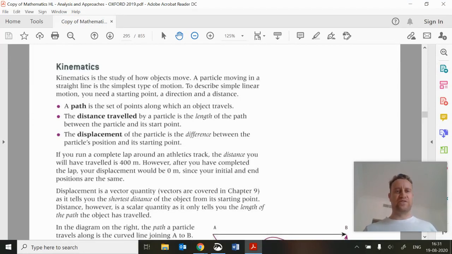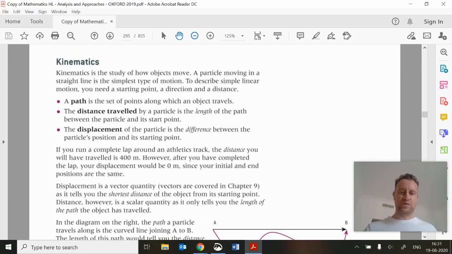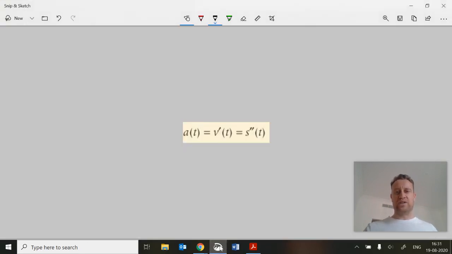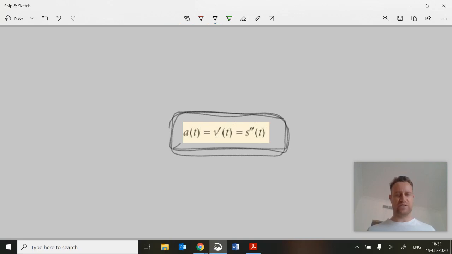We're working towards 4T now, and 4T is all about kinematics. I guess you could get away with doing the whole of this by just knowing this little formula here, which I've just stolen from one of the formula boxes.